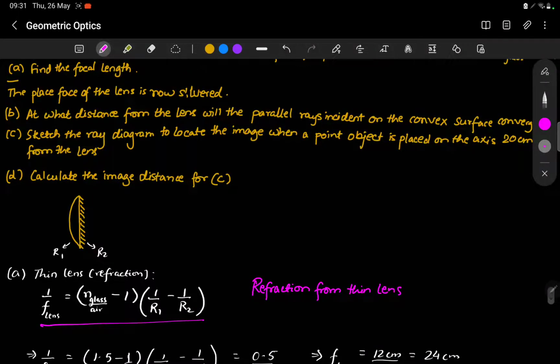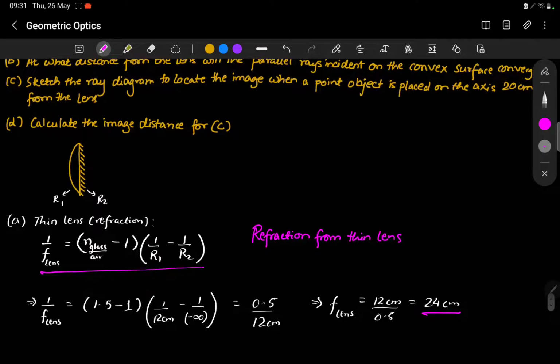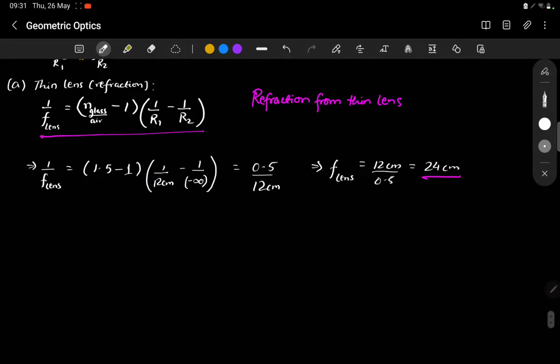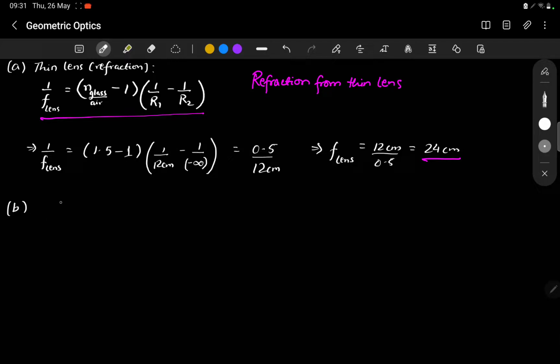The next part is to find the focal length when the plane surface is silvered. So we have the following setup: plano-convex lens with plane surface silvered. Now in order to solve this question, let us break it down into three parts. First, we will consider the rays coming in to the plano-convex lens. We will ignore the mirror. Then we will consider the effect of the mirror.